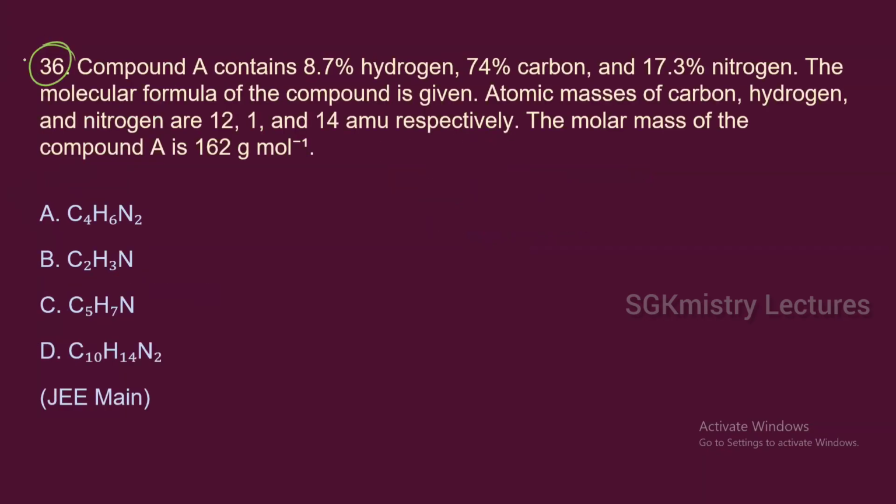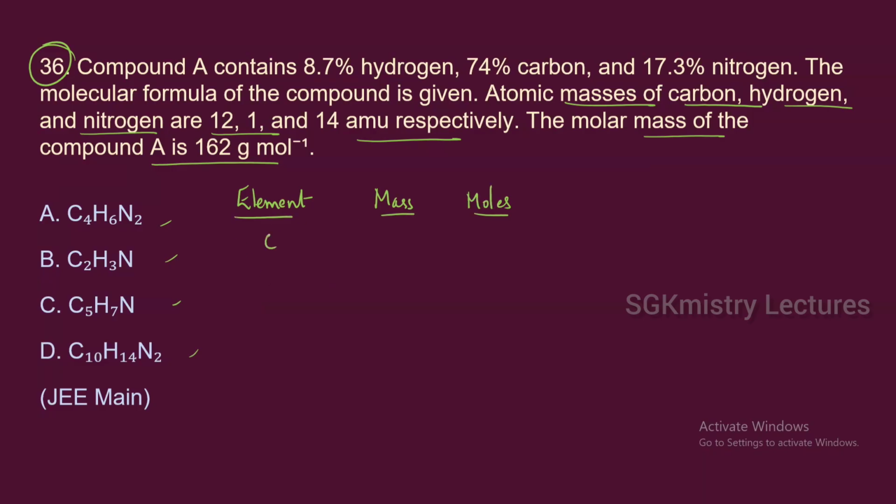Next, question number 36. Compound A contains 8.7% hydrogen, 74% carbon, and 17.3% nitrogen. The molecular formula of the compound is given. Atomic mass of carbon, hydrogen, and nitrogen are 12, 1, and 14 AMU respectively. The molar mass of the compound is. So you need to identify what is the right molecular formula of the compound. So now, let us write the element, and then we have the mass, and then we have the number of moles.